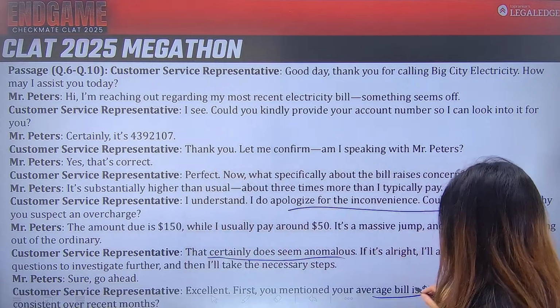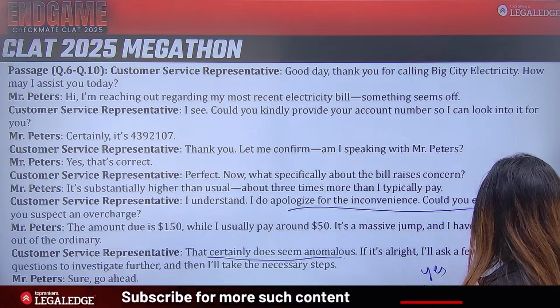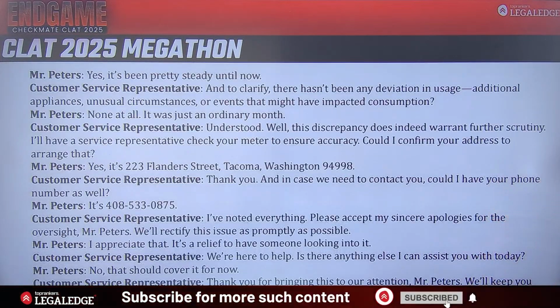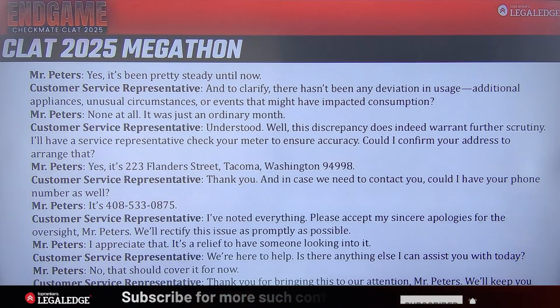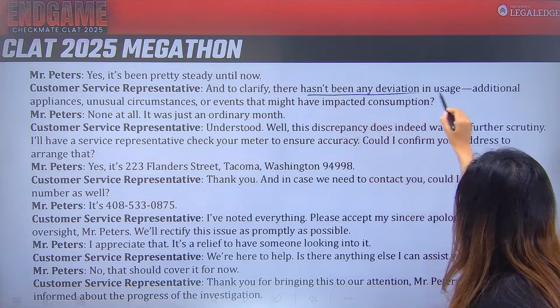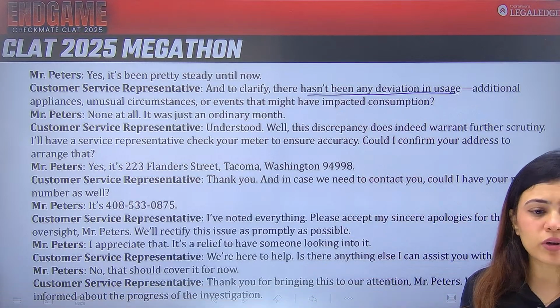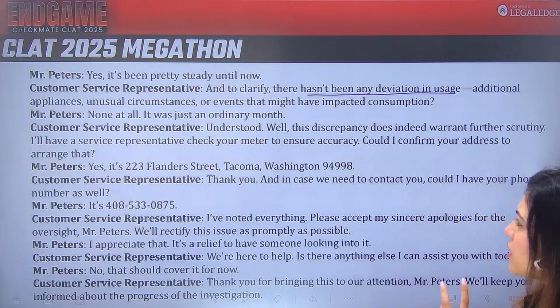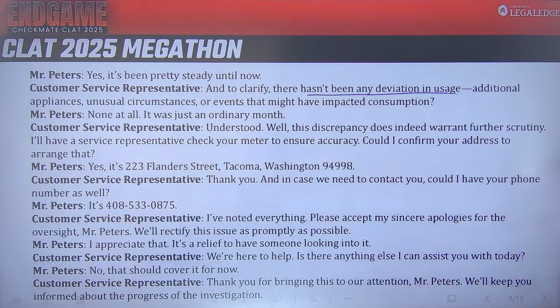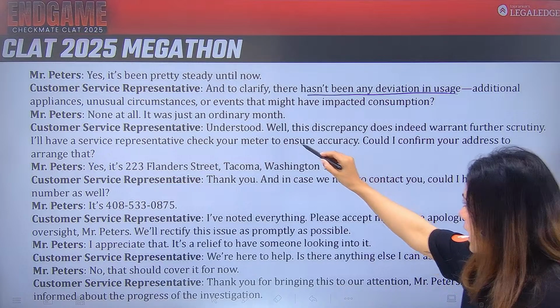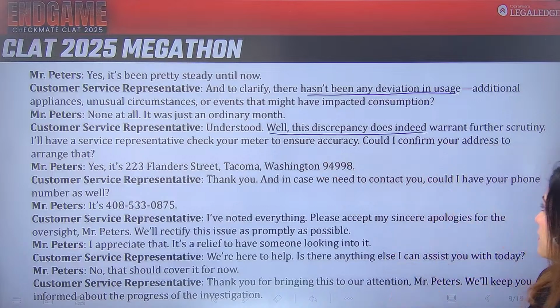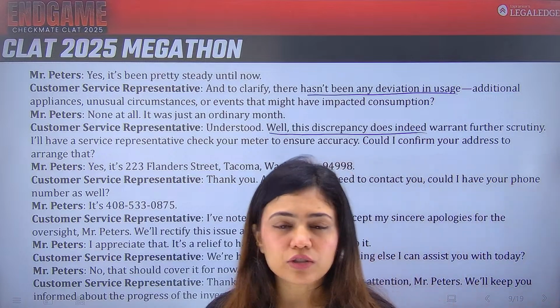ठीक है, तो वो बोलता है yes, which we get to know here. It's been pretty steady. फिर वो बोलता है कि has there been any deviation in usage? क्या आपने कोई नए appliances, कोई नई चीज यूज करना स्टार्ट की? तो उसने बोला no, nothing at all, just an ordinary month. फिर वो बोलता है कि ठीक है, अगर ऐसा कुछ है तो then this discrepancy does indeed warrant further scrutiny. That means I'll have to look into the matter.